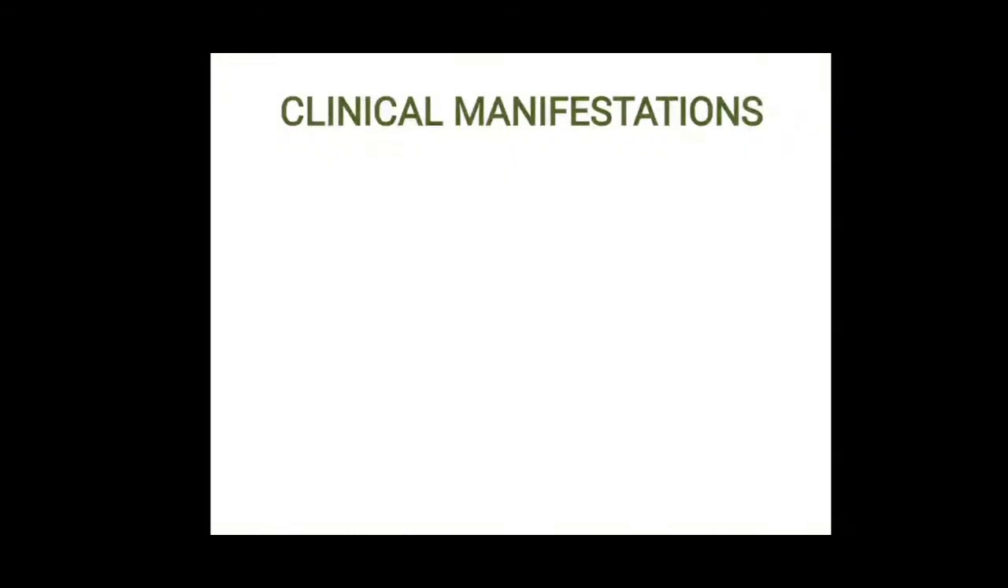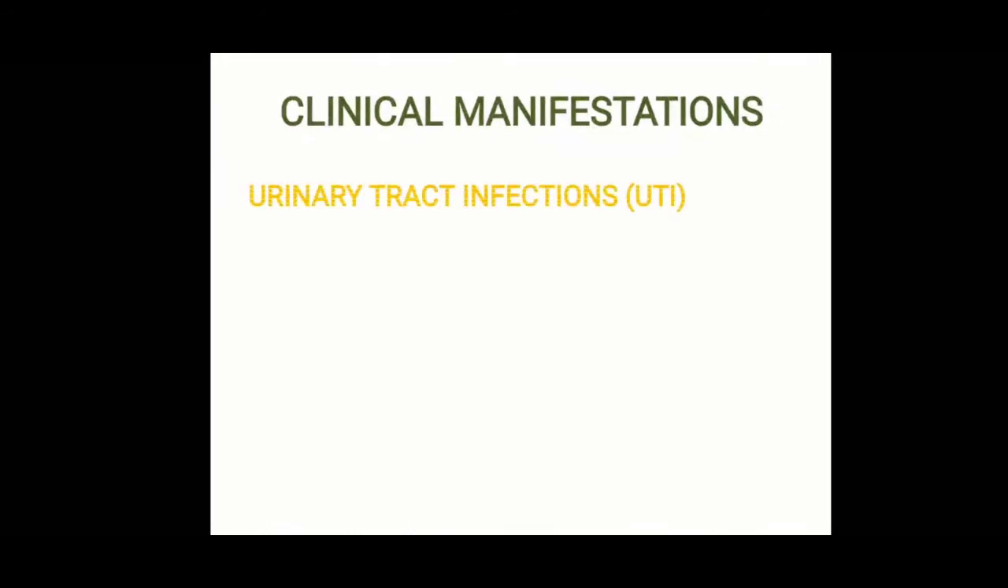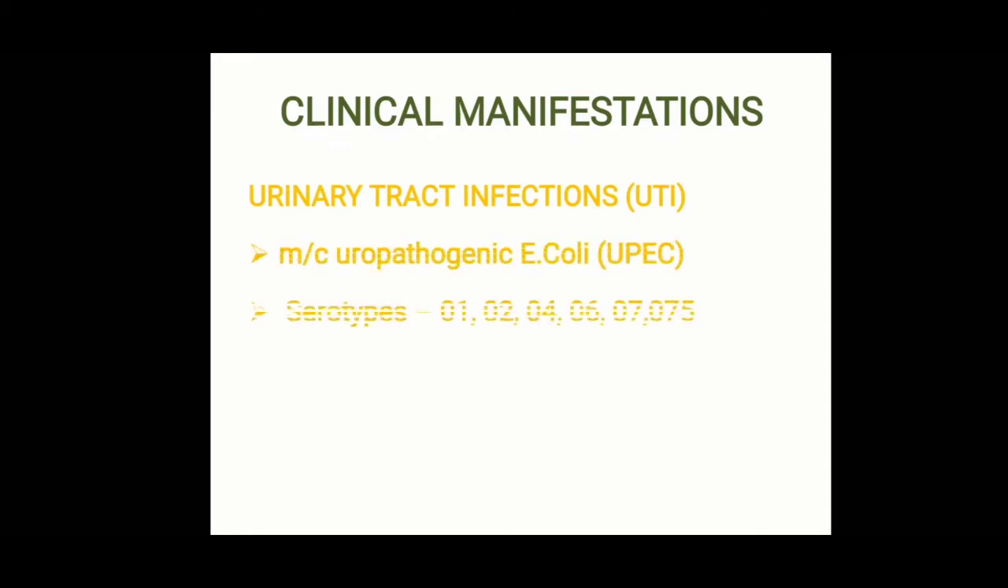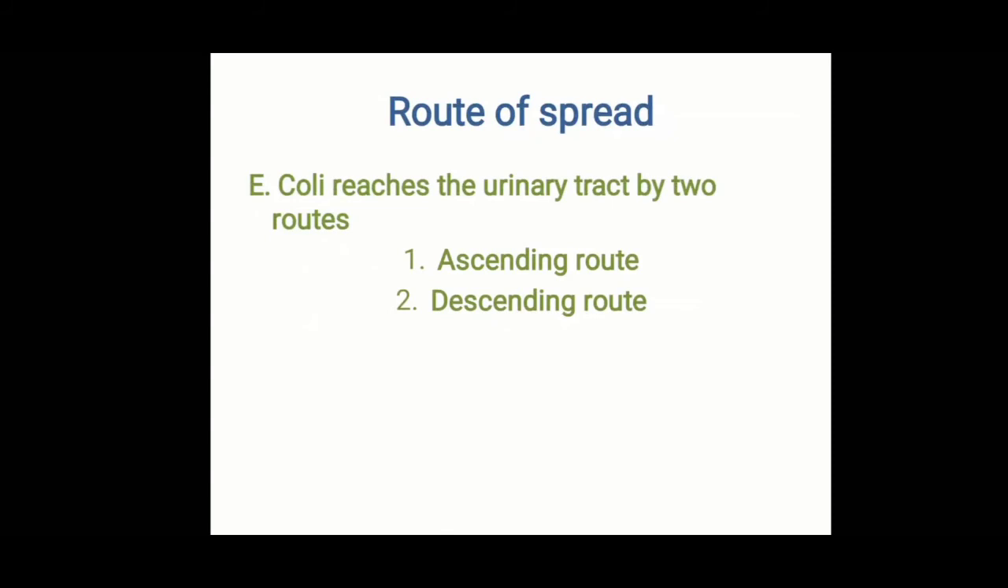Clinical manifestations. E. coli causes urinary tract infections, which is most commonly by uropathogenic E. coli, serotypes 1, 2, 4, 6, 7. The route of spread. The E. coli reaches the urinary tract by two routes, ascending route and descending route.